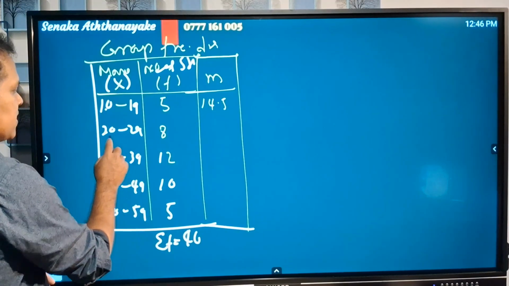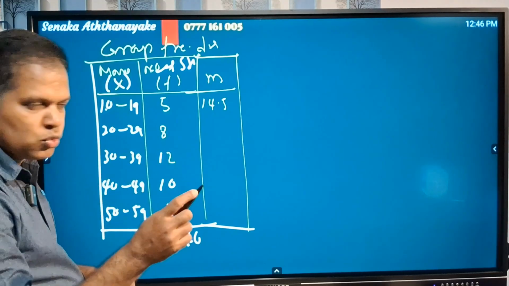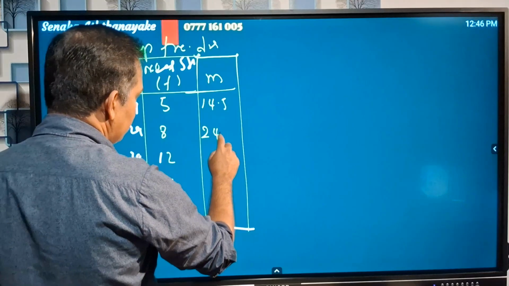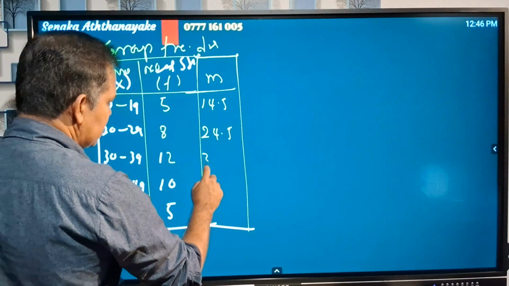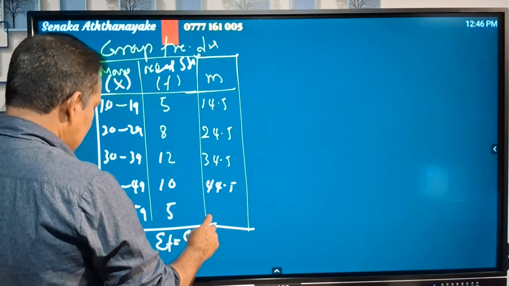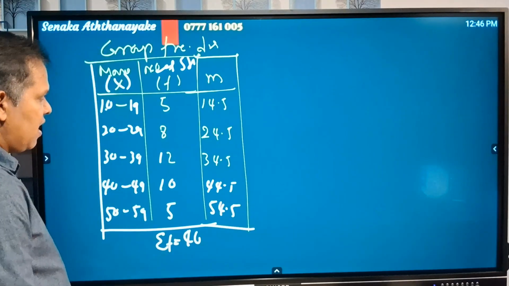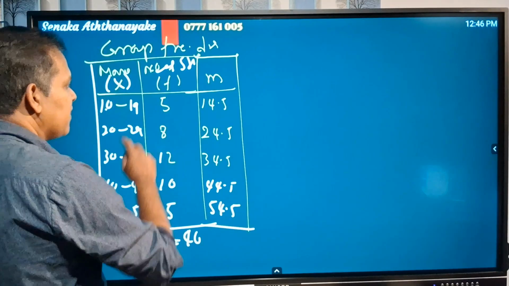After that, the mid value of this class can be taken: 20 plus 29 divided by 2. What is that answer? 24.5. Next one, 34.5, 44.5 and 54.5. Got it? Very easy. Now you can understand 5 students are there with 44.5.